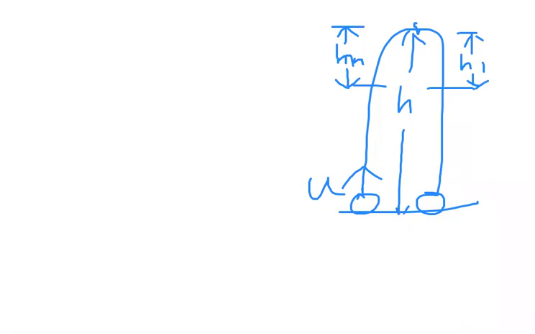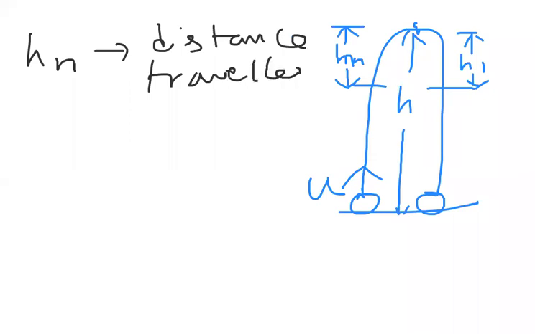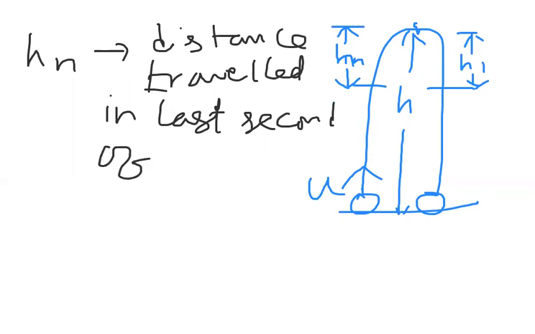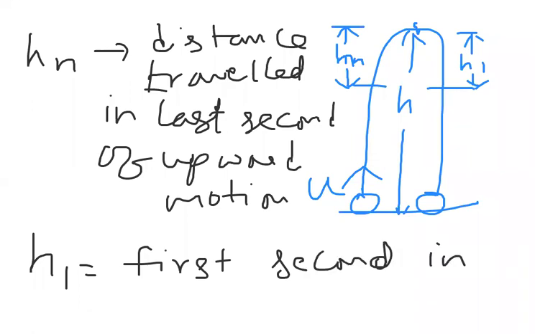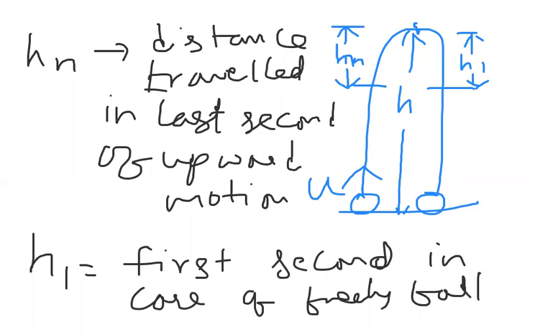So the body is projected with velocity u. Hn is the distance traveled in the last second of upward motion. H1 is the distance traveled in the first second in case of free fall. So the first second in case of free fall is taken as H1 and the last second in upward motion is taken as Hn. What is the relation between Hn and H1? That is our target now. Okay, first we'll discuss only upward motion.